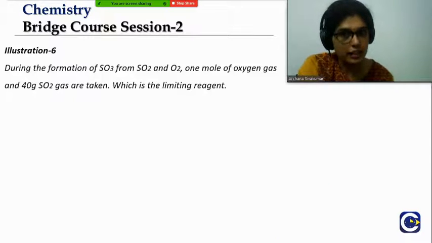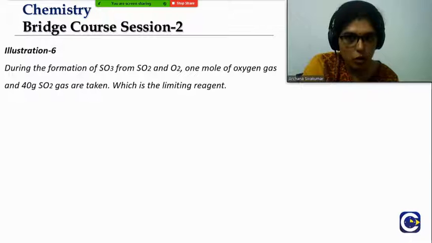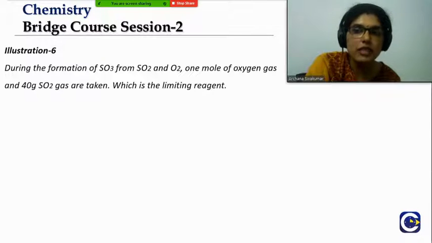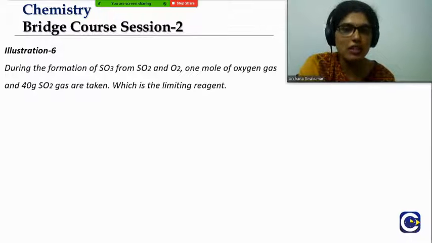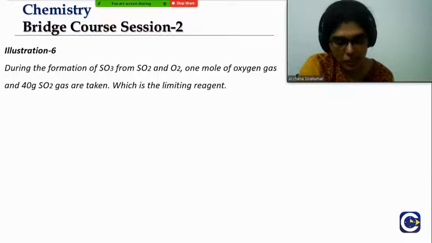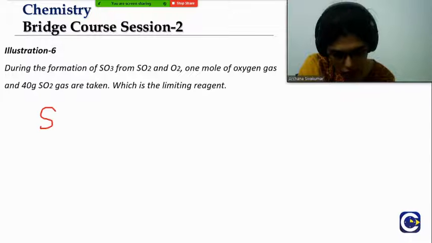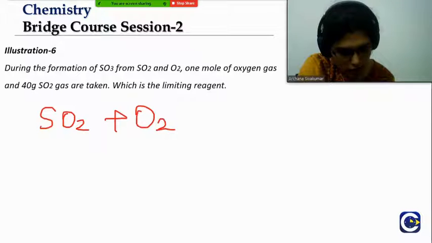So this is the limiting reagent. Let's look at another example. Here the equation is not mentioned, we have to write the equation. During the formation of SO3 from SO2 and O2, 1 mole of oxygen gas and 40 grams of SO2 gas are taken. So one quantity is given in moles, the other in grams. Which is the limiting reagent? Simple question. First we have to write an equation: SO2 plus O2 giving rise to SO3.